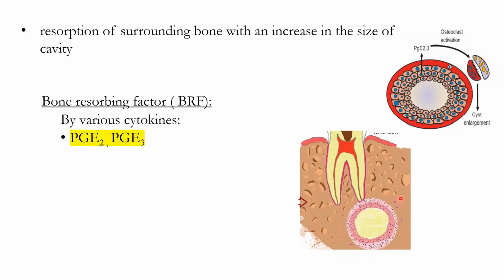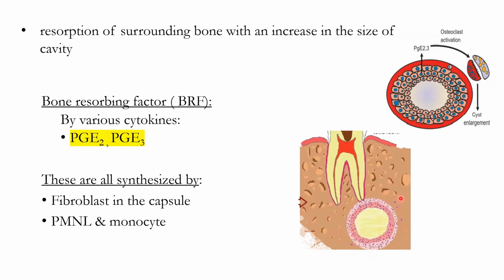I hope that is clear. And these are all synthesized by fibroblasts which are present within the capsule, that is the connective tissue capsule, and also by PMNLs and monocytes.